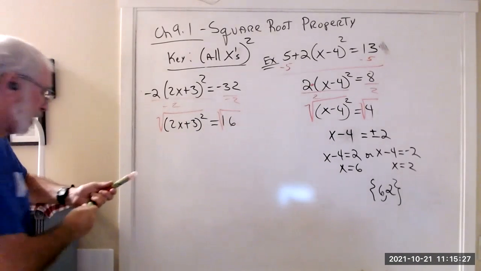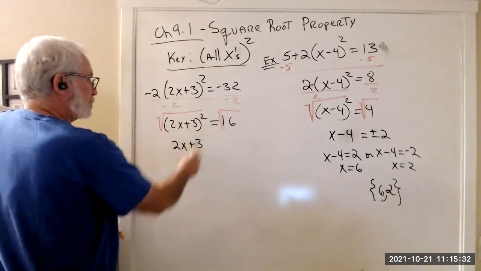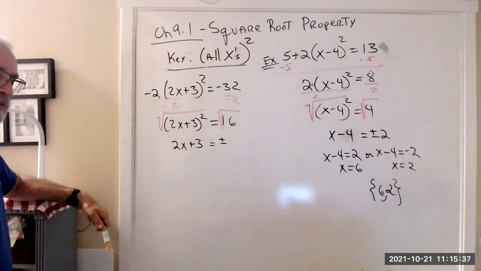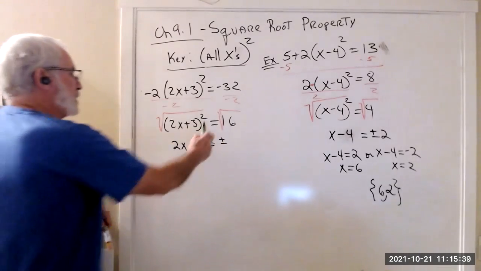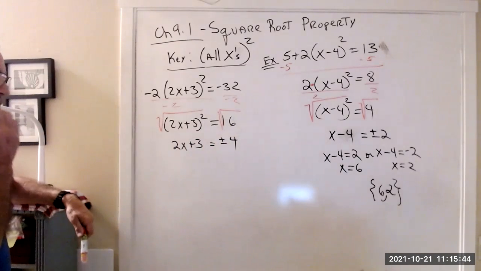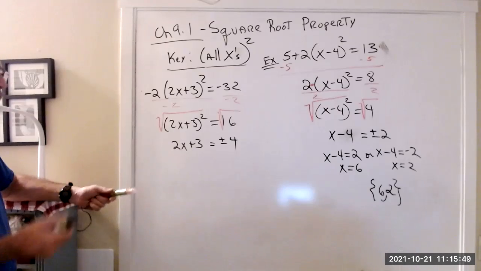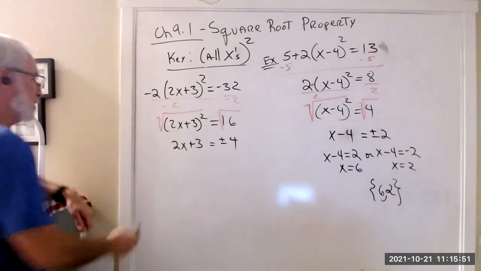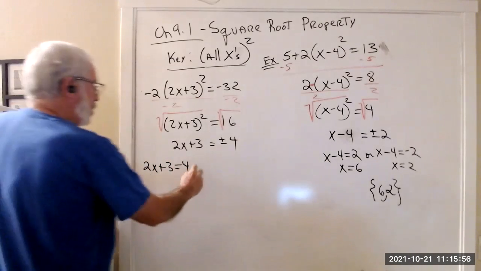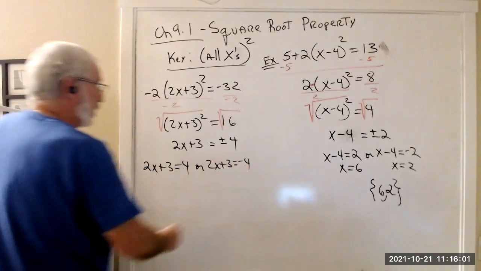That does two things. First, it cancels the square power. Secondly, it gives us a plus or minus. And it happens that the square root of 16 is 4. Okay. At this point, we have two separate problems. We have 2x plus 3 equals 4, or 2x plus 3 equals -4.